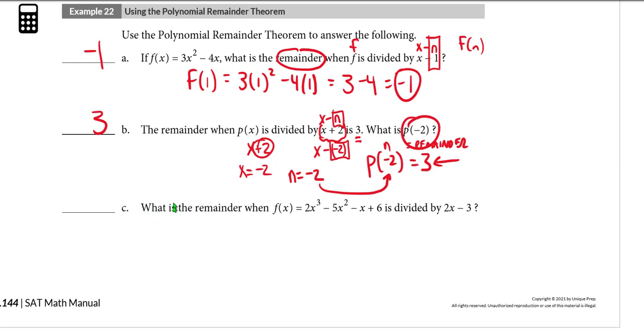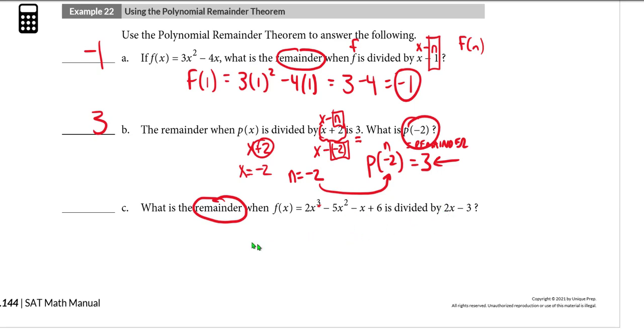C, 22c, what is the remainder? What is the remainder when f of x equals this cubic function is divided by 2x minus 3? Well, all we need to understand on this particular example is that nothing changes just because we have a higher degree polynomial here. The polynomial remainder theorem applies to all polynomials, quadratics, cubics, linear functions. All polynomial functions will abide by the polynomial remainder theorem.